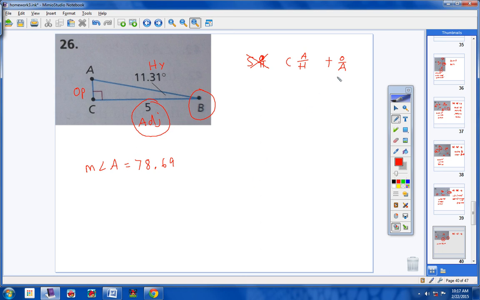Alright, I'm going to use tangent first. No reason, I just feel like it. So tangent of what angle did I circle? B. So tangent of 11.31 equals opposite, which I don't know. That would be side little b. It's across from angle B. So side little b over adjacent side, which is 5. Alright, now the tangent of 11.31 is going to be a decimal, and you're going to get 0.20000. So I'm just going to put 0.2.